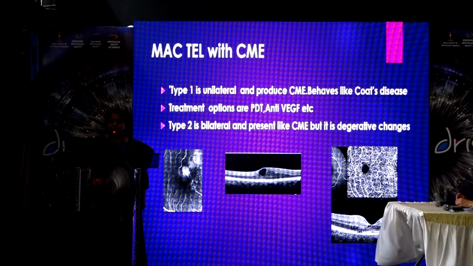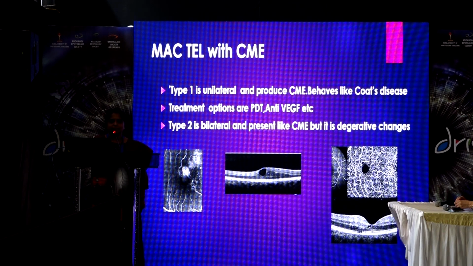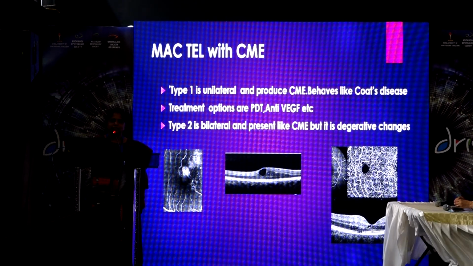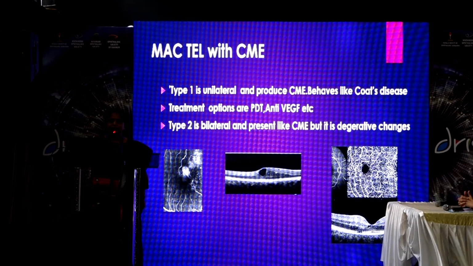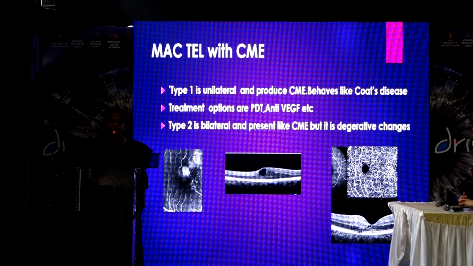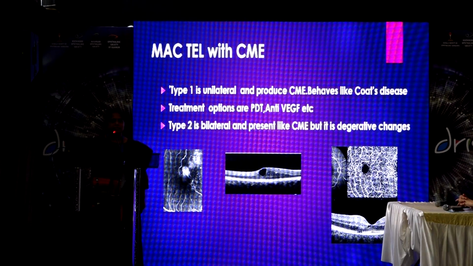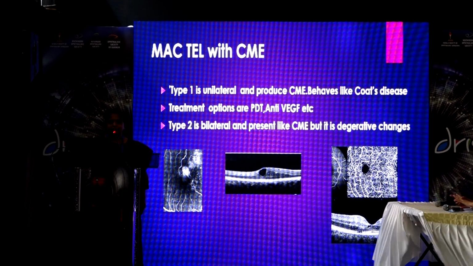MacTel is a disease which can be type 1 or type 2. Type 1 disease behaves like Coats disease. There is increased permeability and leakage, which results in cystoid macular edema. Treatment is PDT and anti-VEGF. While in type 2, you can see cystoid spaces in OCT, but it is more degenerative change, not fluid accumulation, and you can get disruption of the outer retinal layers like the ISOS.